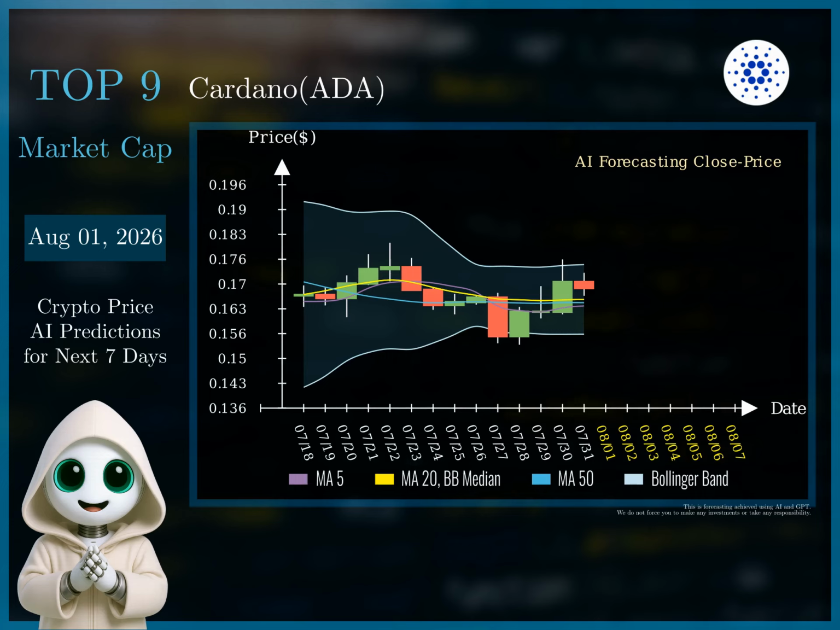Therefore, I propose a moderately bullish strategy utilizing RSI and Bollinger Bands. My strategy involves entering a long position when the RSI falls below 40, indicating an oversold condition. The entry price will be $0.164. We will set a stop loss at the support price of $0.156 to mitigate potential losses.